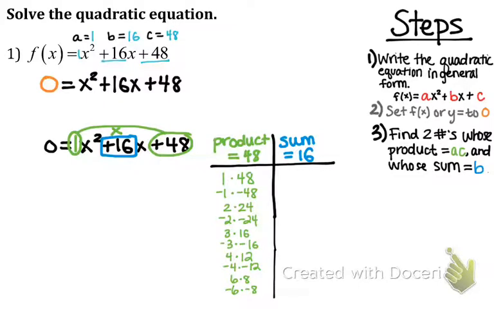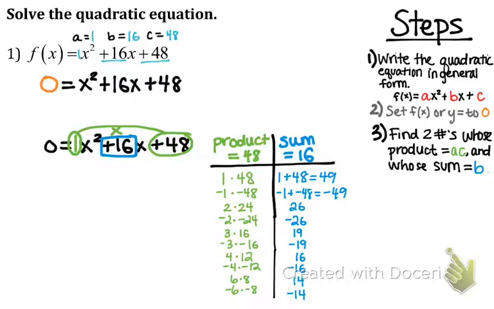So let's add these numbers together and find out which pair of numbers has a sum of 16. 1 plus 48 is 49. Negative 1 plus negative 48 is negative 49. 2 plus 24 is 26. Negative 2 plus negative 24 is negative 26. 3 plus 16 is 19. Negative 3 plus negative 16 is negative 19. 4 plus 12 is 16. Negative 4 plus negative 12 is negative 16. 6 plus 8 is 14. And negative 6 plus negative 8 is negative 14.